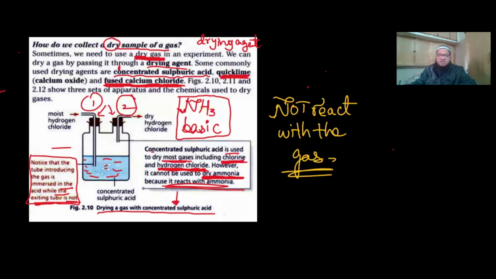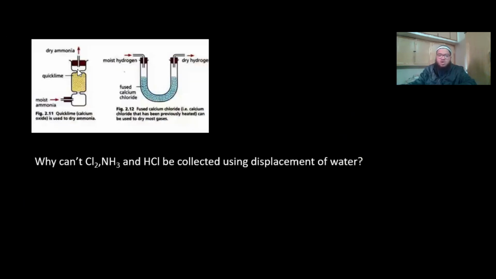Now after sulfuric acid, let's look at the other two. This is quicklime and this is fused calcium chloride. Fused means molten. Okay, now calcium chloride that has been previously heated or molten can be used to dry most gases. Now quicklime or calcium oxide can be used to dry ammonia. Calcium oxide, CaO, is a base as well, and a base won't react with a base, right? Ammonia is also a base, so that's why it can be used to dry ammonia.